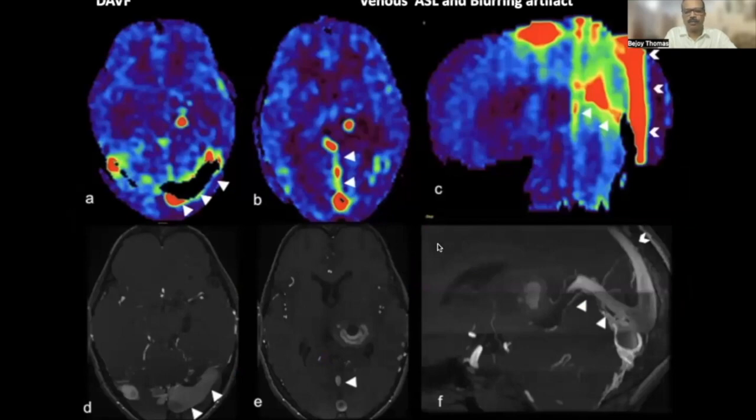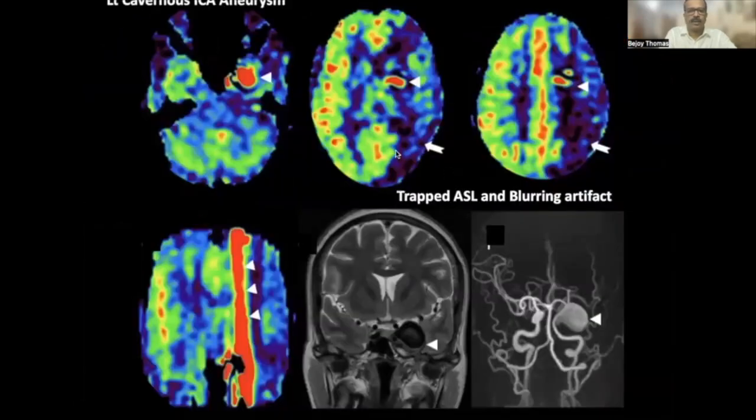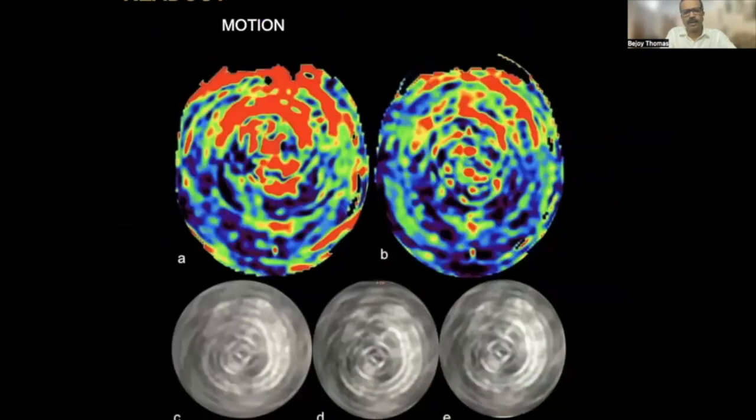This is a case of a dural fistula. You can see again smearing artifacts in a high-grade dural fistula. The same thing can happen in an aneurysm, where the spins are churning. You can see the smearing artifacts, which sometimes will be useful in actually making a diagnosis.